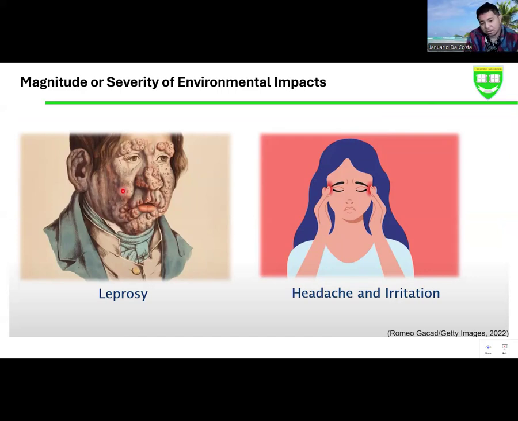So it is not just the protection of the environment, but also the protection of the people who are working on that project as well. So the magnitude and the severity of the environmental impact goes to that extent. Like people saying, it is better to prevent than to cure, right? So one of the important aspects of doing environmental impact assessment is to perform a mitigation of that.